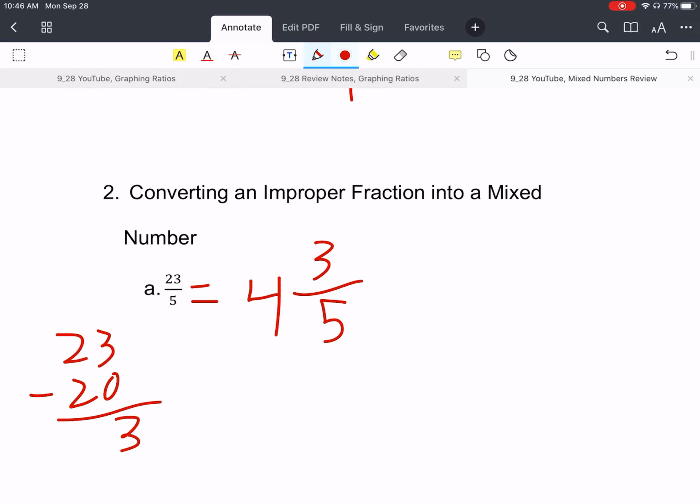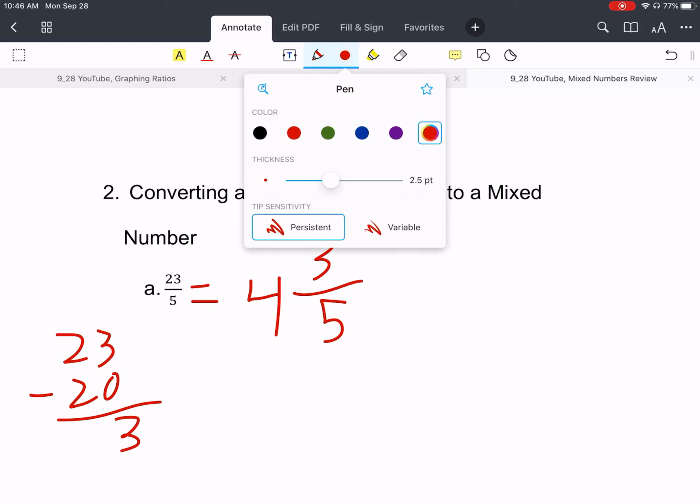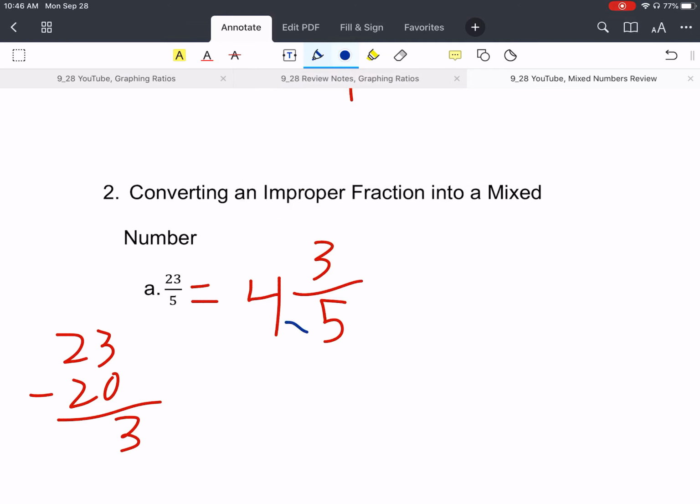And we can always double check this by working backwards. If we multiply 5 times 4, that gives us 20, plus 3 leaves us with 23/5.